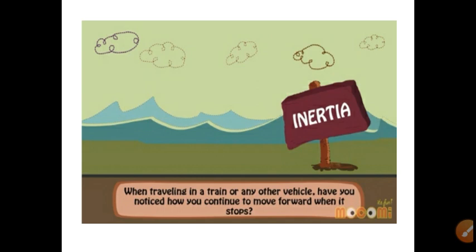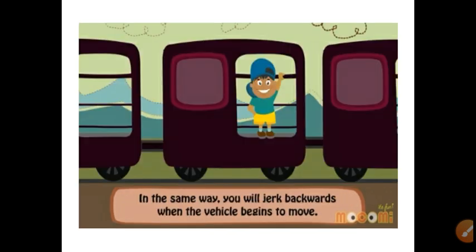So in the last class, we have discussed inertia. Inertia is the tendency to continue the same state, and we know there are three types of inertia: inertia of rest, inertia of motion, and inertia of direction. Now let us see some more examples for these different types of inertia. When you travel in a train or any other vehicle, have you noticed how you continue to move forward when it stops? In the same way, you will jerk backwards when the vehicle begins to move. These two conditions are due to inertia of rest and inertia of motion.